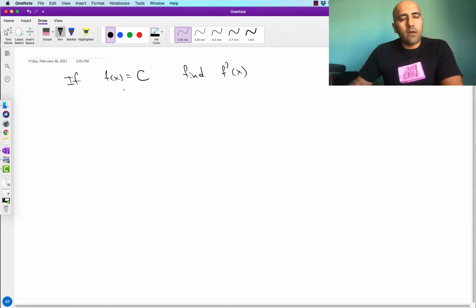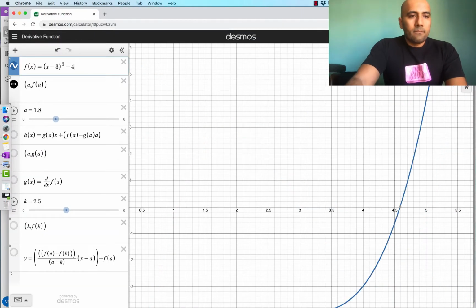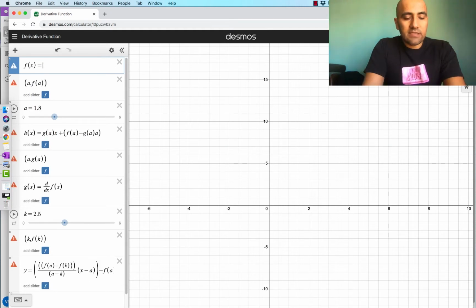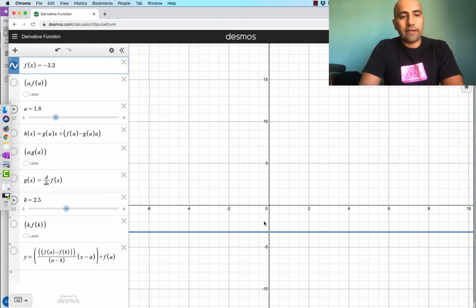What is that? Okay, well, if f of x equals a constant, remember that this is just a horizontal line for any constant, right? So for example, if f of x equals 8, it's a horizontal line. If f of x equals negative 3.2, it's a horizontal line, right? They're all horizontal lines. Let's graph them. So here is the line f of x equals 7, for example. Or here is the line f of x equals negative 3.2. See, it's a horizontal line, right?